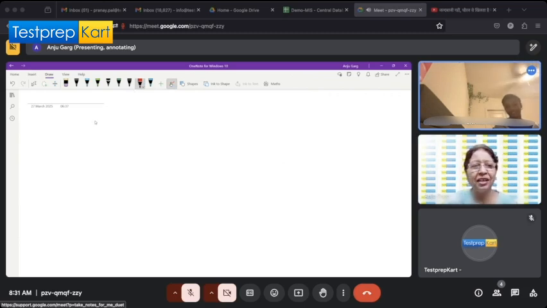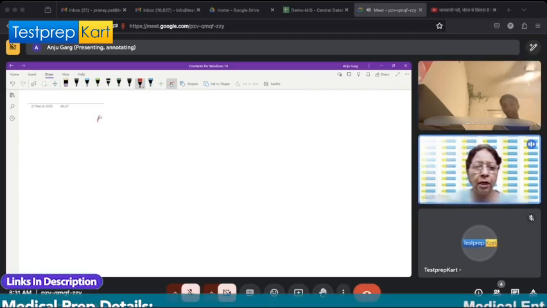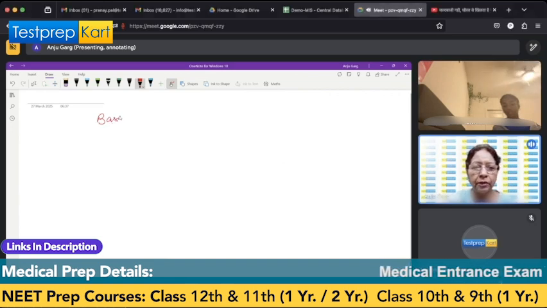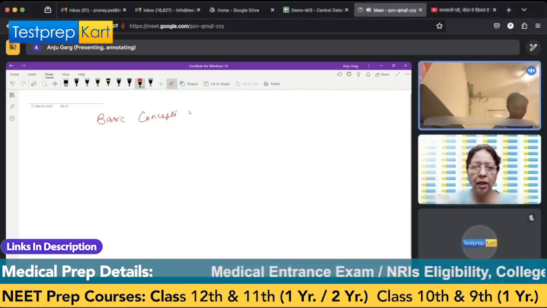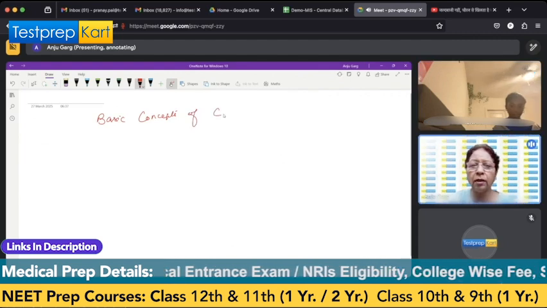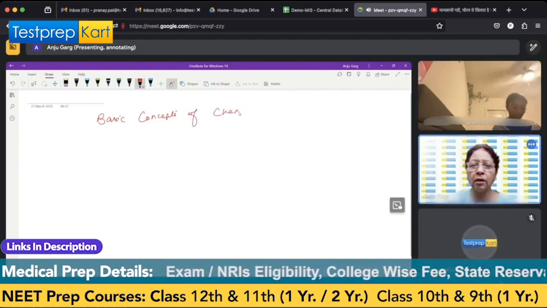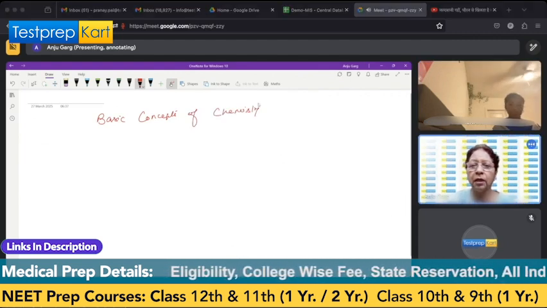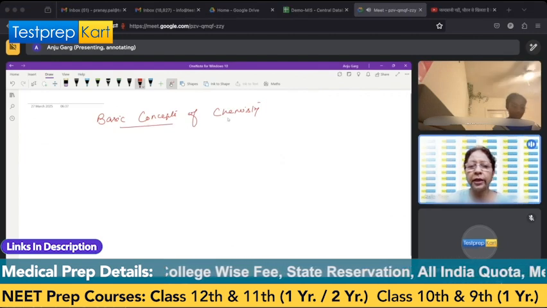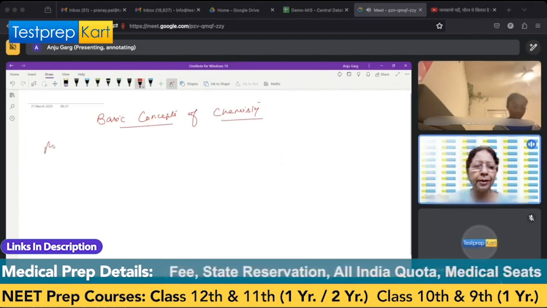So we can take a very, very important chapter in chemistry, which will be in your NEET paper. That is basic concepts of chemistry. Have you heard about a mole? Yeah. Okay. So in this chapter, we are taking the topic of mole concept.